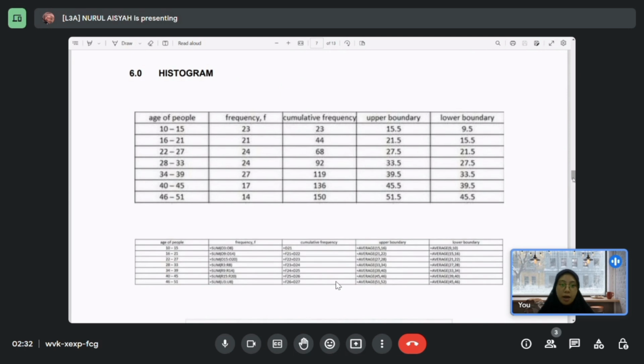Next, upper boundary. Upper boundary is the value of the upper class limit of the first class plus the lower class limit of the second class, divided by 2. For example, 15 plus 16 divided by 2, we can get 15.5. Next value, lower boundary. Lower boundary, we can calculate as the lower class limit minus the class size.